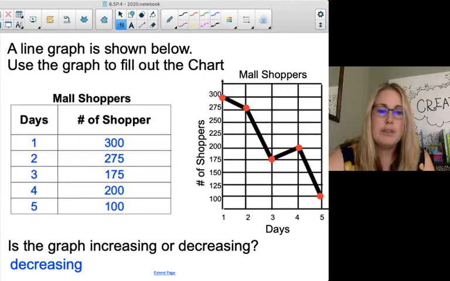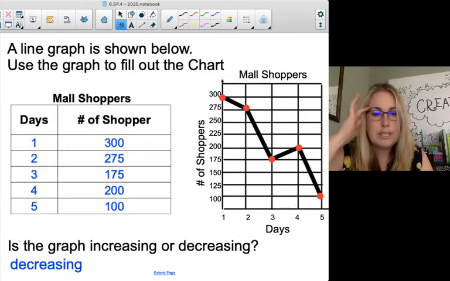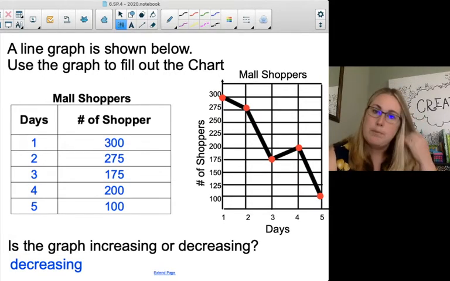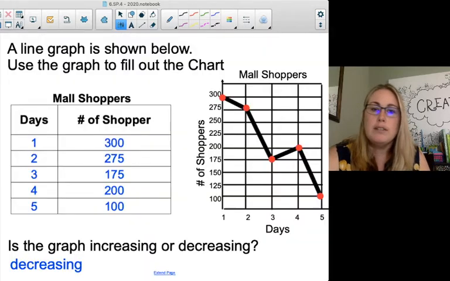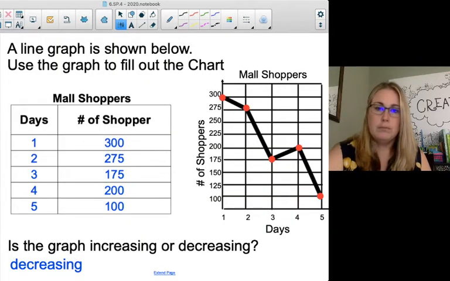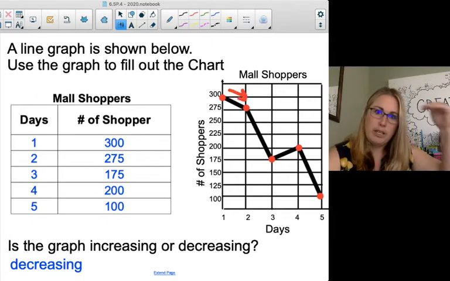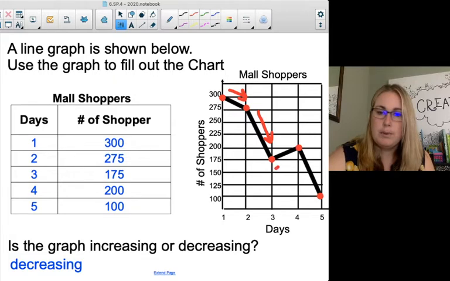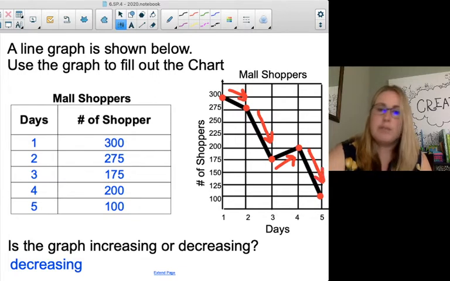The next question down here at the bottom is: is the graph increasing or decreasing? When we look at data like this, we are not looking at each individual point, because you can see that on some of these, we are decreasing. So our line is going down, kind of like going down a slide. Here it's really going down, so it's decreasing there. But at this point, it's actually going up a little bit. It's increasing. And then down here, it's going down the slide again, so we're decreasing.